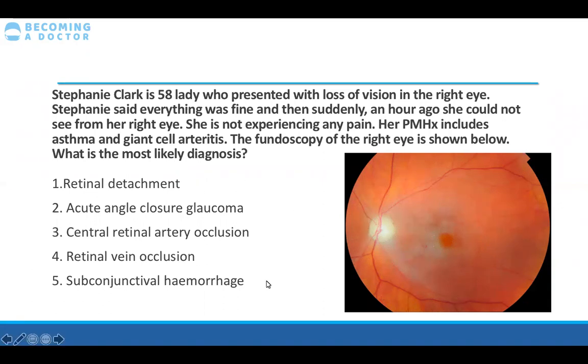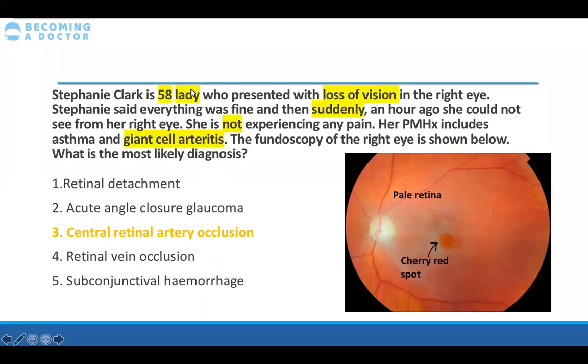Okay. So the majority of you said central retinal artery occlusion, and that's correct. That is the correct answer. We got a couple of votes for retinal detachment and a vote for subconjunctival hemorrhage. So let's just discuss why it is what it is.